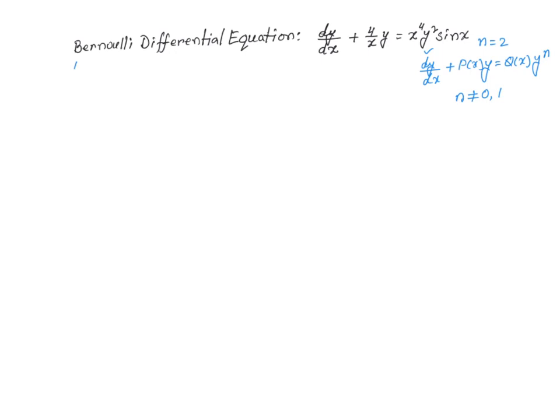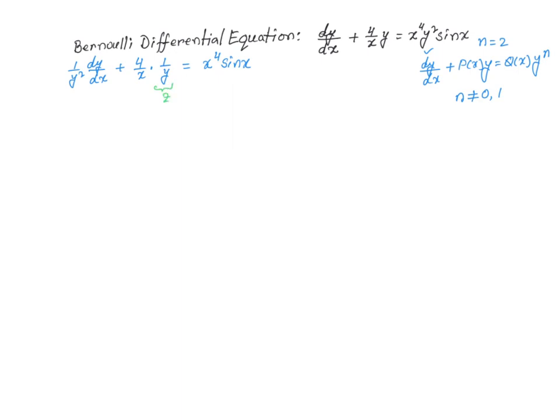If I do that, I get 1 over y square dy over dx plus 4 over x times 1 over y is equal to x to the power 4 times sine of x. Now I'm going to make a small substitution, and that substitution will involve this. This is going to be my z.